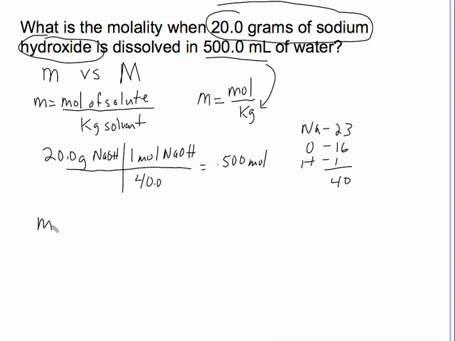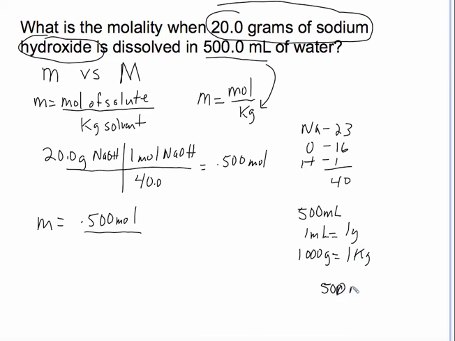So I have my formula, so molality equals 0.500 moles. Then I'm going to divide that by the kilograms of solvent. Well, I have 500 milliliters, but 1 milliliter equals 1 gram, and 1,000 grams are equal to 1 kilogram. So basically, whenever you have milliliters of water, you just got to move the decimal 3 spots to the left, and that changes it to kilograms.